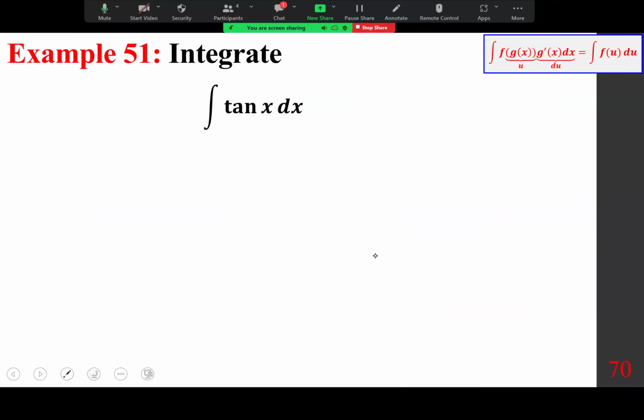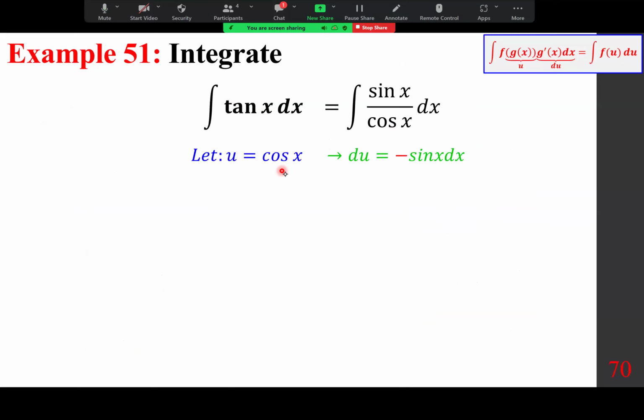Integrate tan x dx. You should recognize it as sine over cosine. And anytime you have a fractional format, you try to put it in lowest terms. If not, the denominator is a choice of u. You know the derivative of cosine is negative sine. So du is negative sine x dx. Needless to say, these two go together, right?